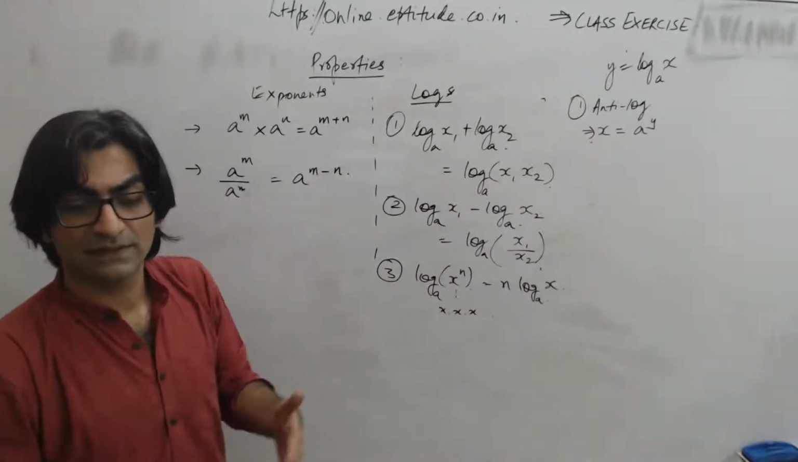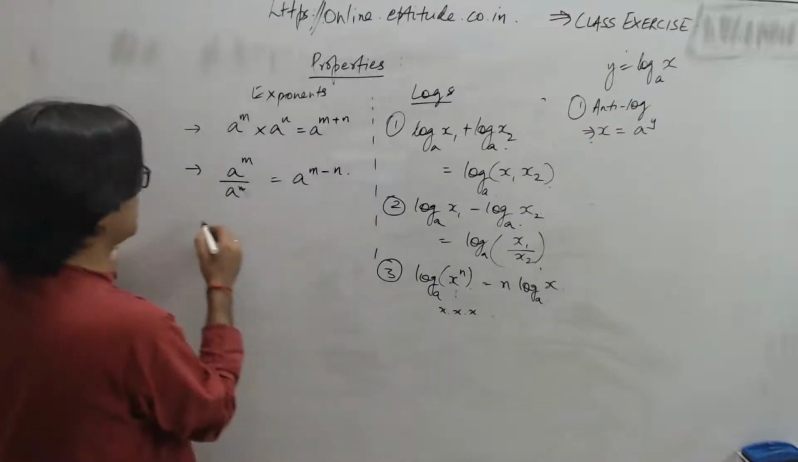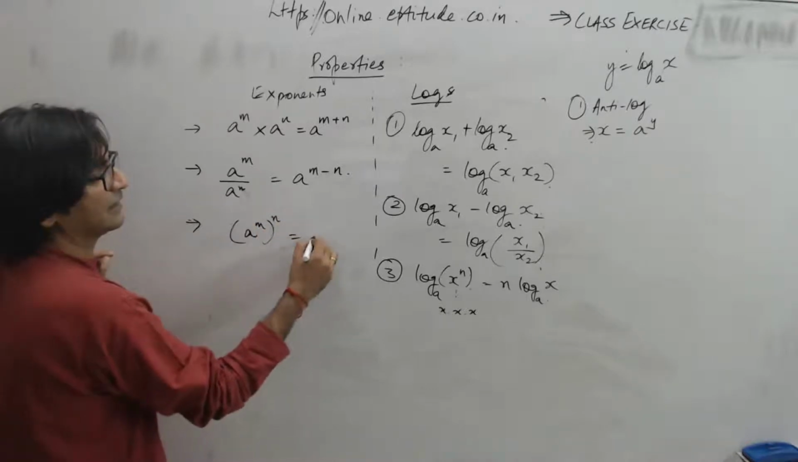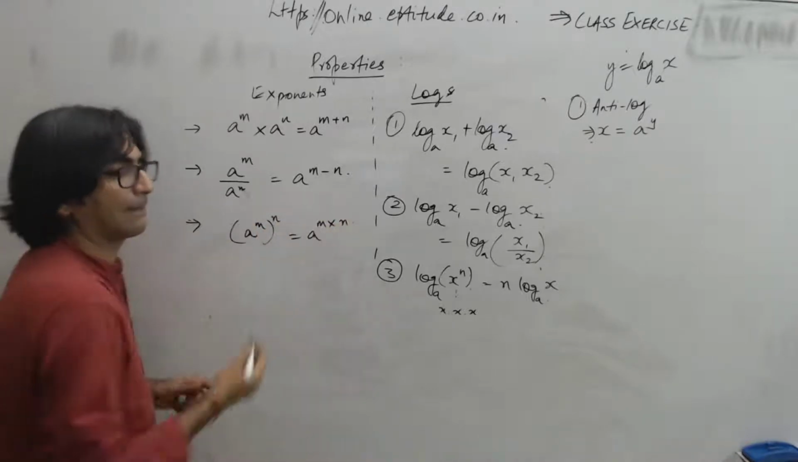So that's the third property of logarithms. Again, mirrored here as if you have a raised to the power m whole raised to the power n, then you end up multiplying their powers.